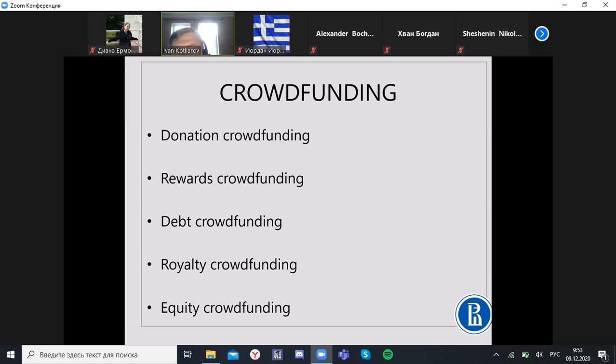I know a team here in St. Petersburg which set up a dance studio on the basis of crowdfunding. So the project was carried out on the basis of crowdfunding only. They had no other sources of finance. And they used two models of crowdfunding: donation crowdfunding and reverse crowdfunding.